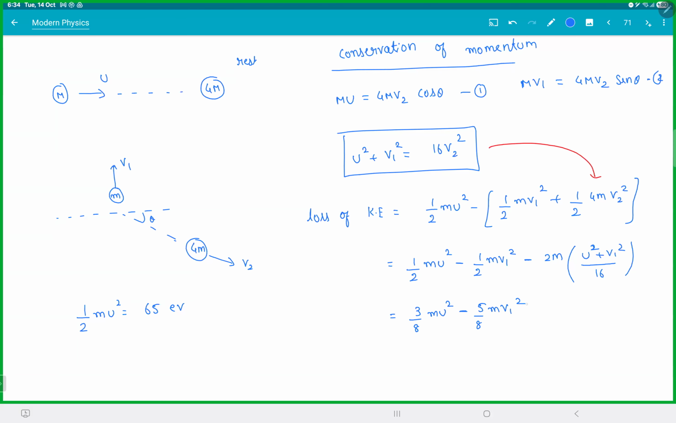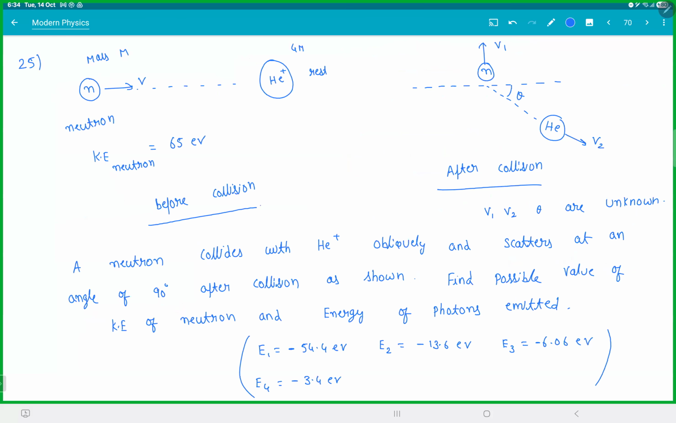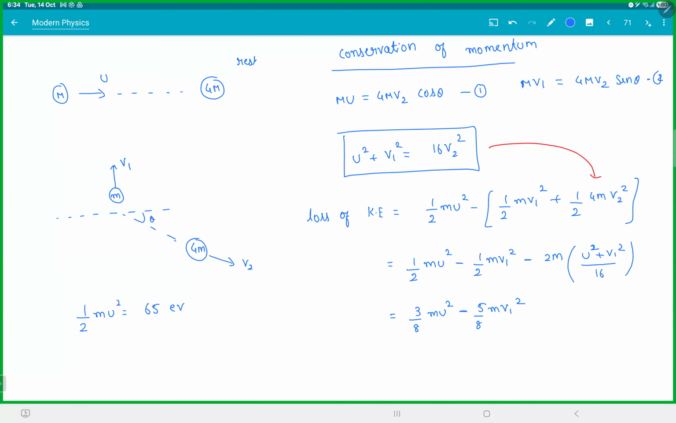Now, why am I bothered about v1 and not v2? Because in the question, if you remember, they asked kinetic energy of the neutron, which is half mv1 square. This is your loss of kinetic energy. So this energy must have gone into the excitation of the electrons. Any doubt still here? This is pure mechanics. I didn't use anything related to modern physics yet.